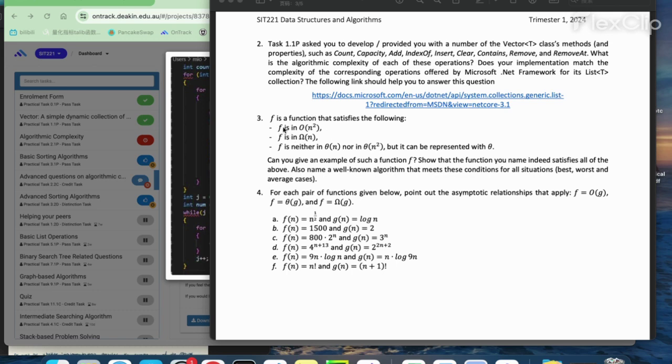So for this one, for large n, the growth rate of n log n is always slower than n squared, because the log function grows slower than the polynomial function. So f(n) equal to n log n is big O of n squared.